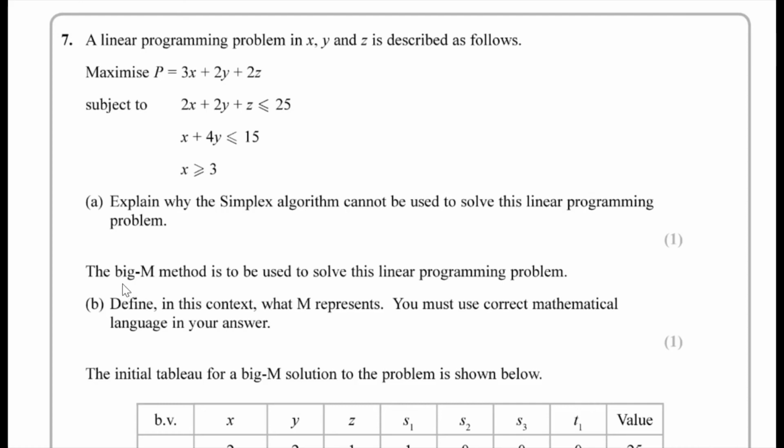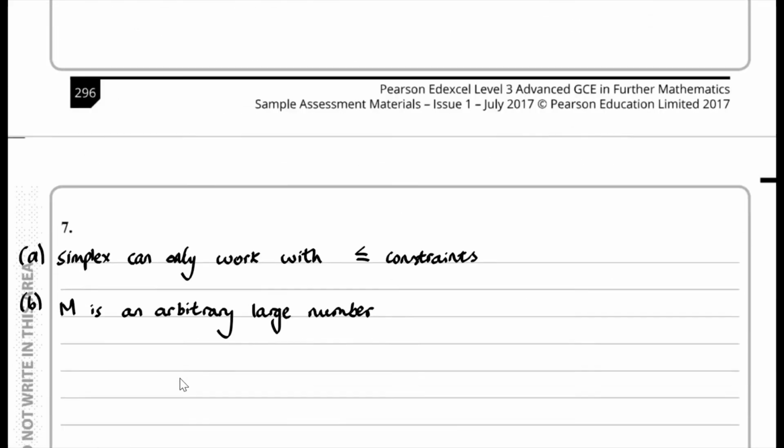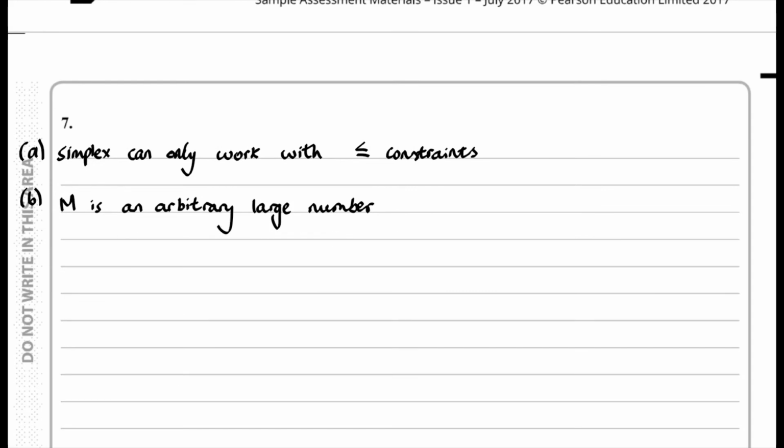For part B, the big M method is used to solve this linear programming problem. We have to define in this context what M represents. You must use correct mathematical language in your answer. Well, quite a straightforward answer. M is an arbitrary large number, and I always suggest letting M equal something like 1,000,000. Perhaps if we write that down, that's the answer we have.